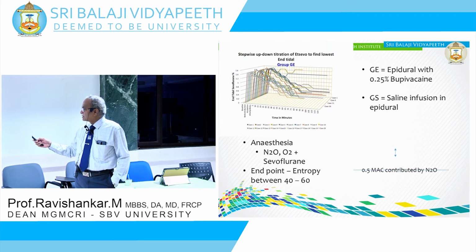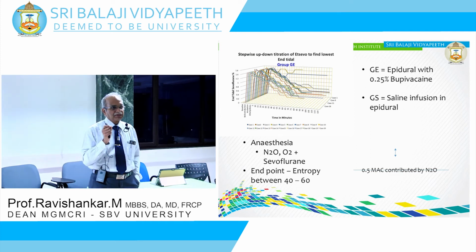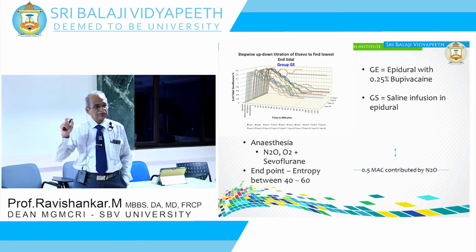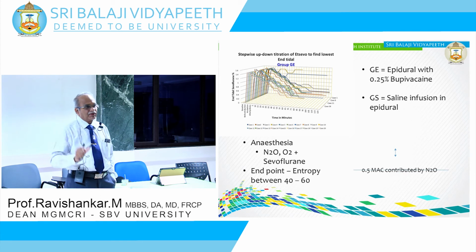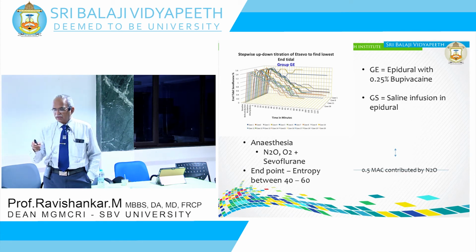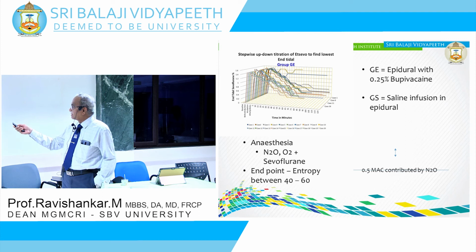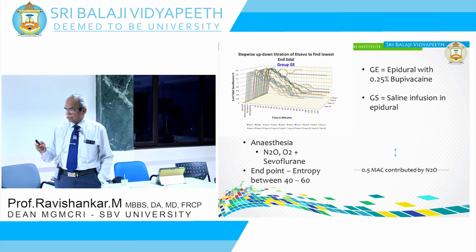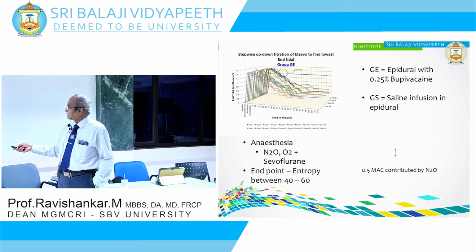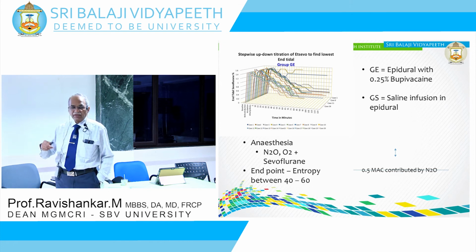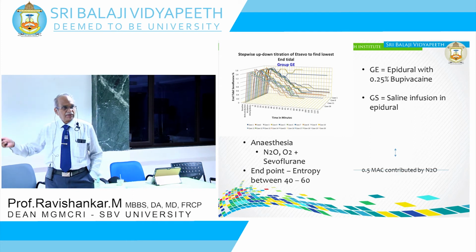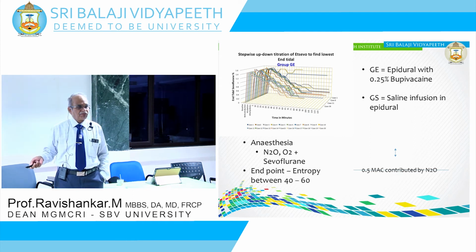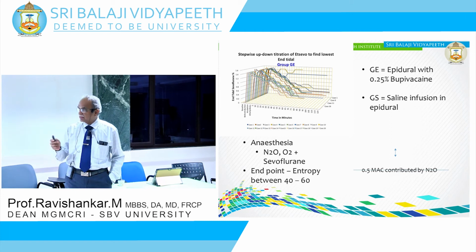Okay, so when there is a stepwise reduction, we have changed the concentration at 10-minute intervals, giving a stabilization time of 10 minutes, because we are using an agent which is much more potent and equilibrates much faster. So every 10 minutes, we use the same up and down method, and we kept reducing it till the entropy showed an increase beyond 60. Then we increase the anesthetic concentration to bring it back between 40 and 60. That is how the titration is done.